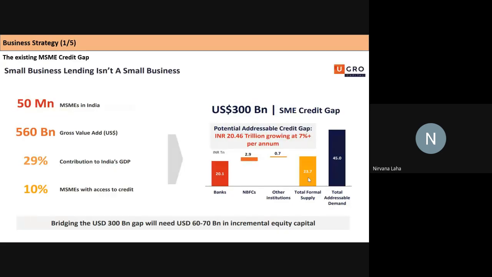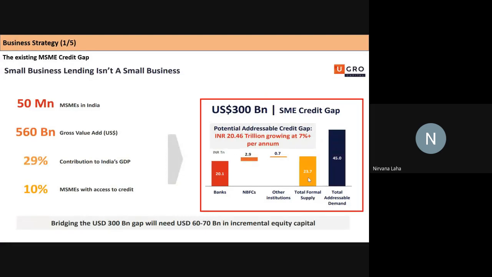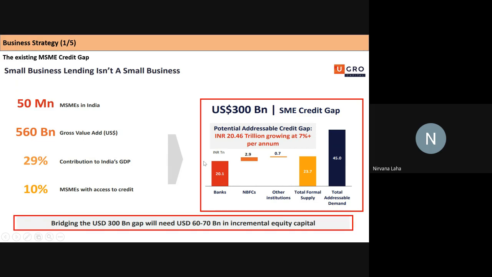That's self-explanatory. Okay. Now coming to business strategy. What exactly are they trying to do? How do they intend to do that? Yeah. So like I said, they have identified that there is a $300 billion SME credit gap. Banks, NBFCs, and other institutions are right now lending 23.7 trillion INR. Whereas the demand from MSME is 45. So they want to help in bridging this gap. Yeah. So that's their core thesis, that MSME is under penetrated in terms of credit in India. So they want to come in there and make a big impact.